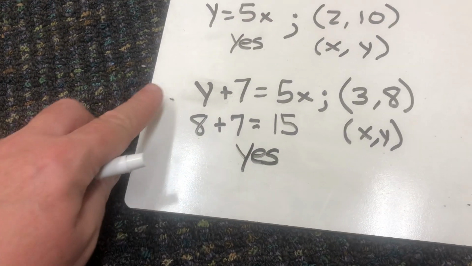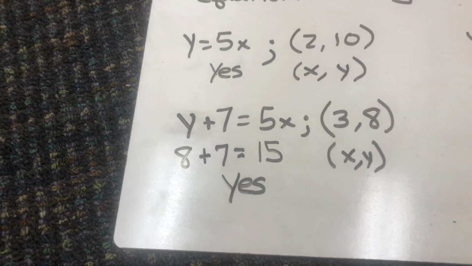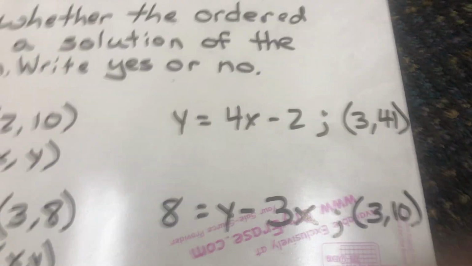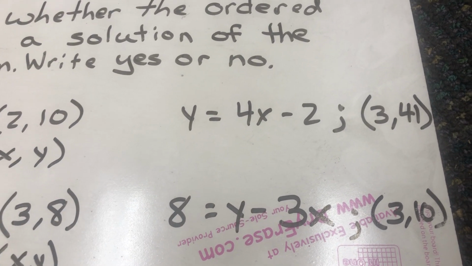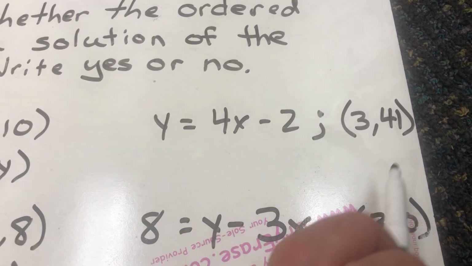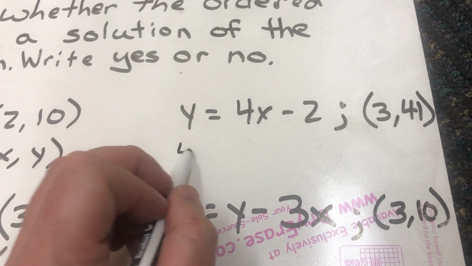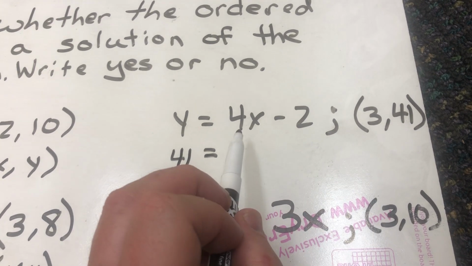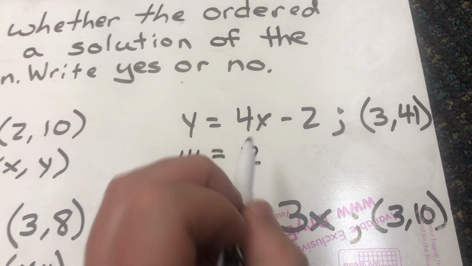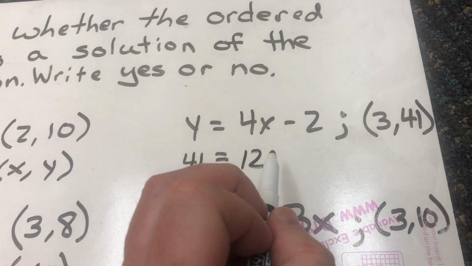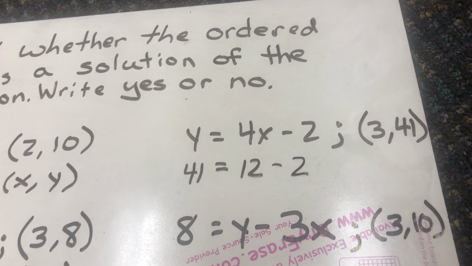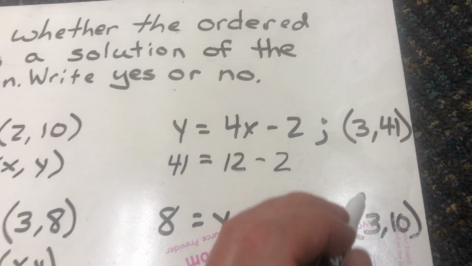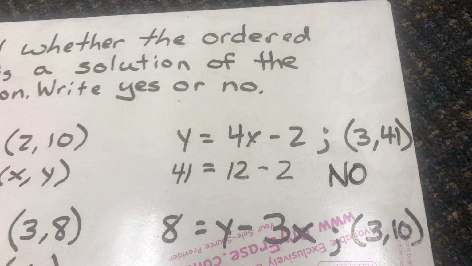It's some sort of ant rolling across the screen there. That's interesting. Y equals 4x minus 2. Well, it tells me that y equals 41, so we're going to plug 41 in here. Then it says 4 times x. Well, x is 3, so this is 4 times 3. 4 times 3 is 12. And then it says 12 minus 2. Well, I think that 12 minus 2 equals 10. I don't think that 12 minus 2 equals 41. So I'm going to say this one is a big no.